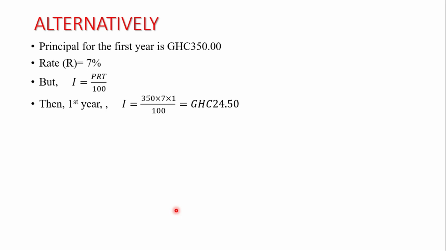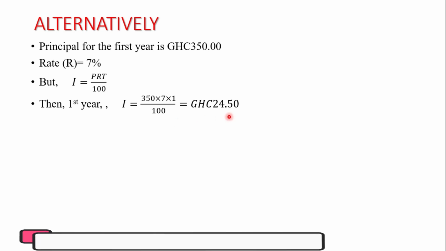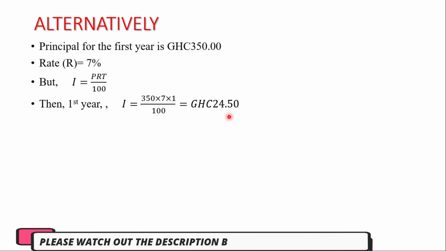Alternatively, the principal for the first year is 350 Ghana cedis, and the rate is 7%. So the simple interest, as we know, is principal times time times rate, all on 100. And so I find the interest for the first year, which is 24.50 Ghana cedis.